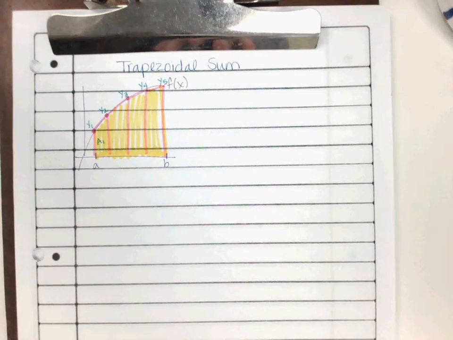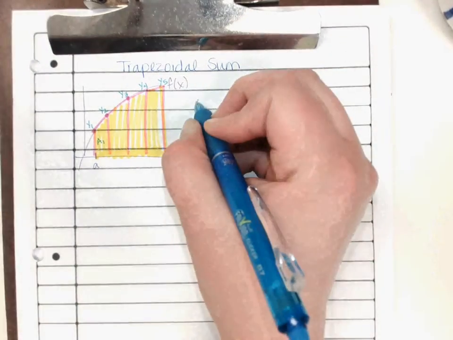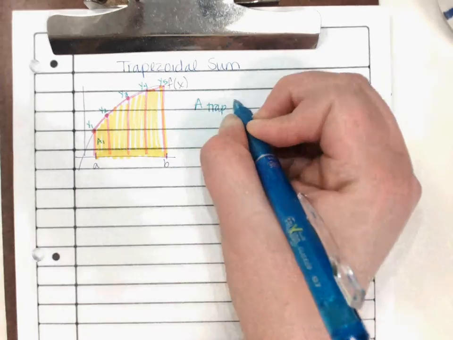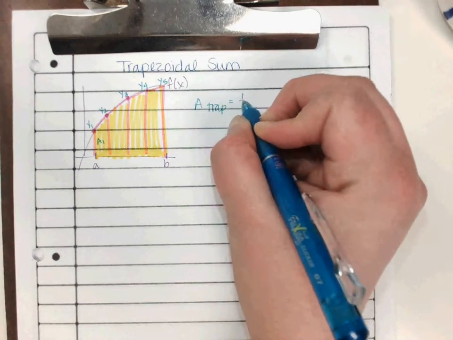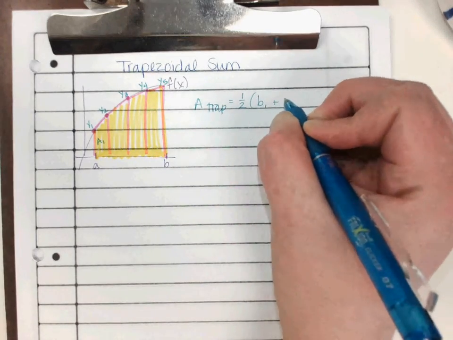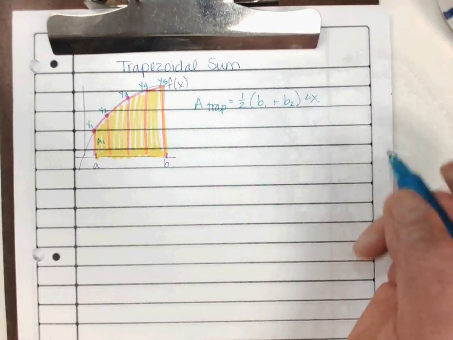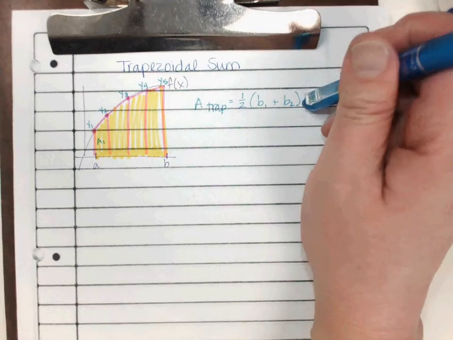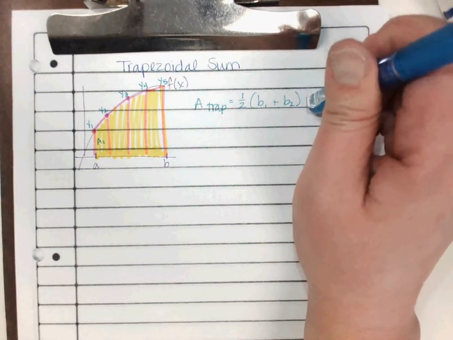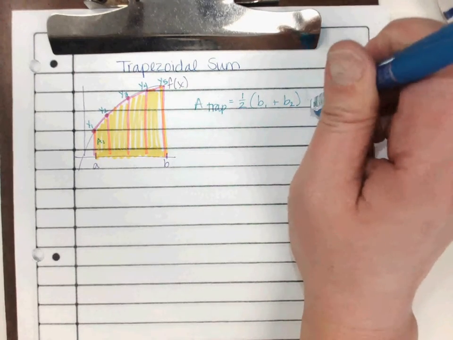When I do the area of trapezoid 1, how do you find the area of a trapezoid in general? Okay, base 1 plus base 2, half in the front times height.